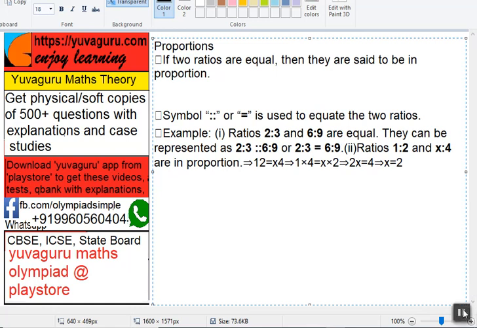Okay. Ratios 1/2 and x/4, this is the second example, are in proportion. Proportion means equal. So you can write 1/2 equals x/4, right? As per the above notation. So cross multiply. What do you get? 1 into 4, that is 4, and 2 into x, that is 2x. So you get 2x equals 4. Bring this 2 to the other side, so x equals 4/2, that is 2. Okay. See here.